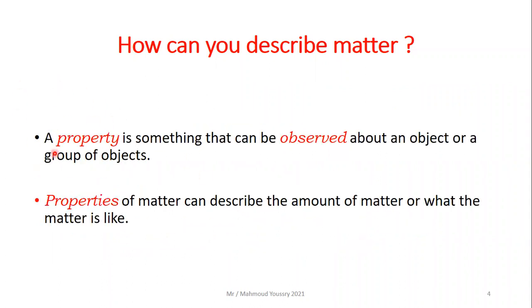So what is the meaning of the word property itself? A property is something that can be observed about an object or a group of objects. Properties of matter can describe the amount of matter or what the matter is like. These properties are like the characteristics.